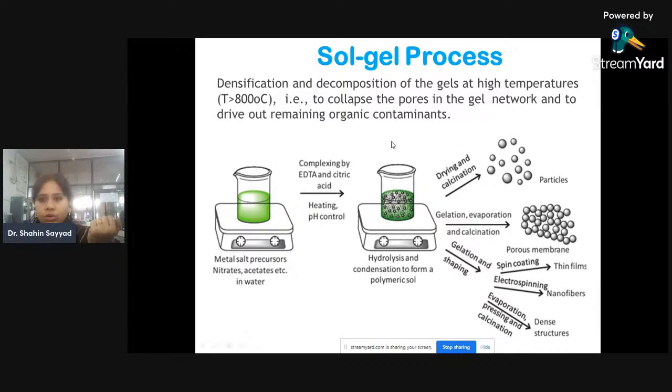Okay, so the same method can generate different types of particles as well as different shapes. So everything is in your control. We can control the nanomaterials at the atomic level. By controlling these parameters, you can design any type of nanomaterial, and then that material can be used for a particular technological application.